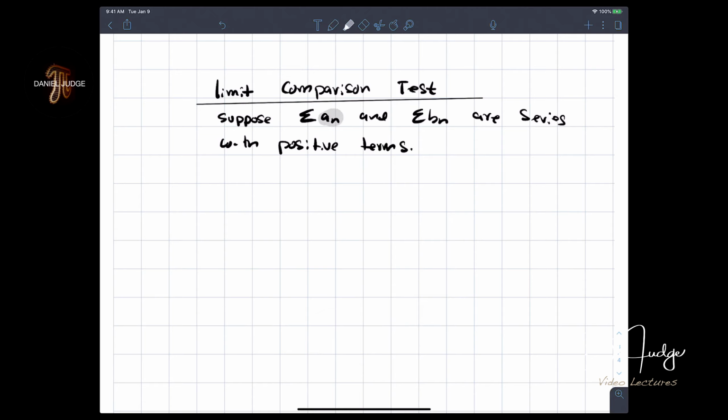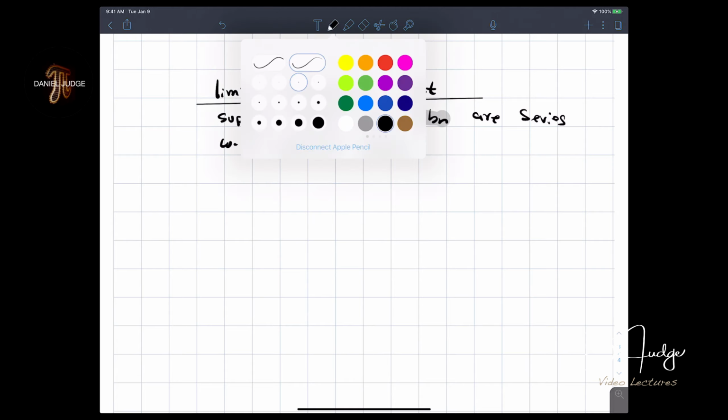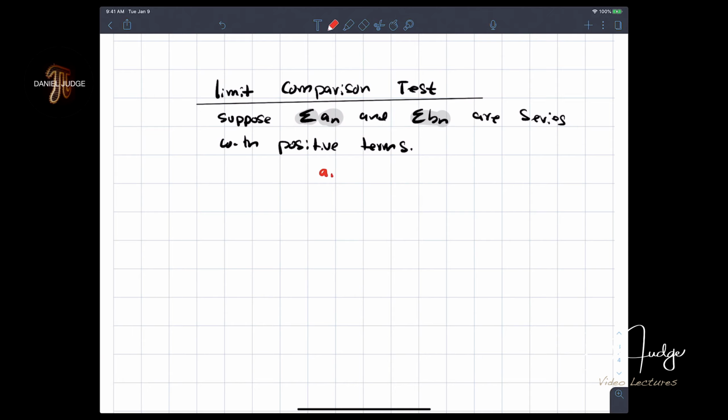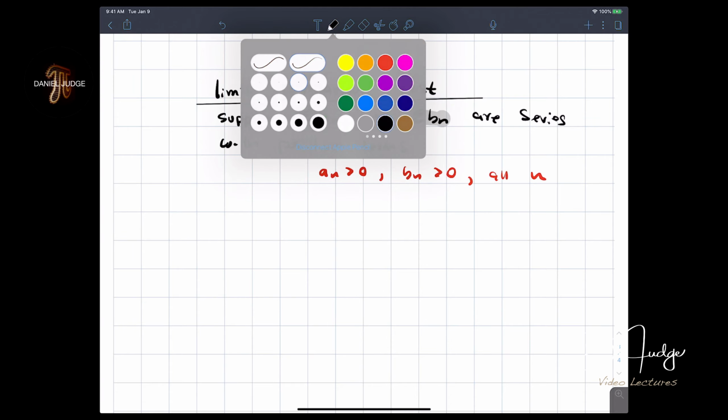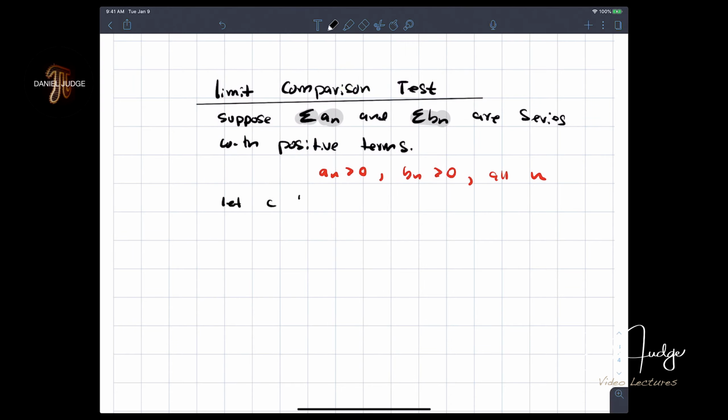Okay, so we talked about that. This is what they're talking about. These are the two series. The terms are positive, meaning a_n is greater than 0 and b_n is greater than 0 for all n. And then they're also going to say you're going to let C be a constant. It's going to be a constant, and we're going to talk about that value C.